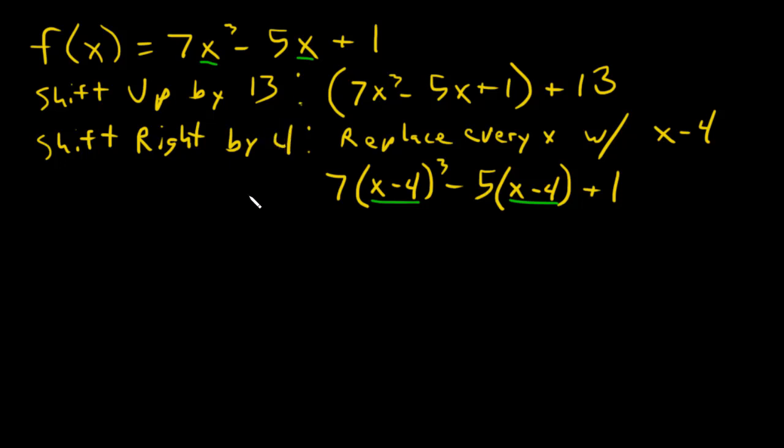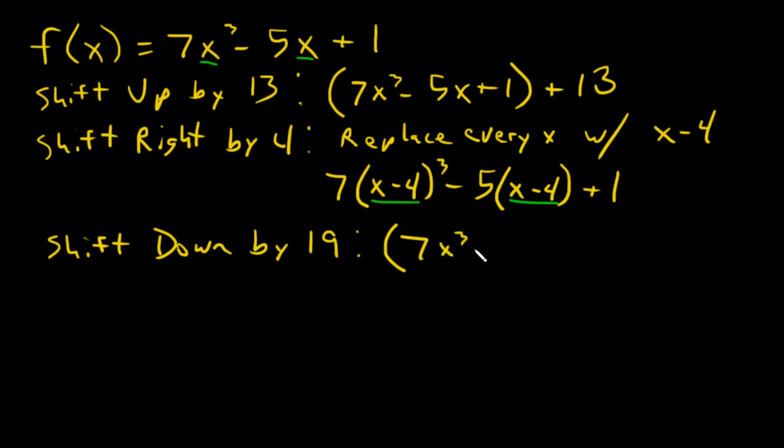That makes sense? Alrighty. So what if I wanted to shift down by, let's go with 19. All I have to do is take the original function. It's a vertical transformation, so I take the whole function, put it in parentheses, and then if I'm shifting down, I'm going to subtract that 19.